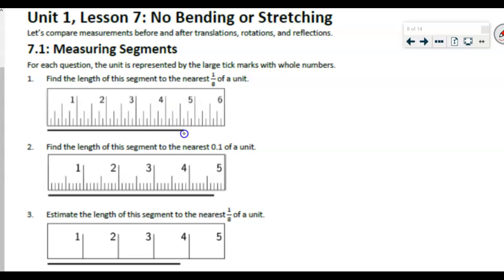Okay, and so I think that it's pretty easy to see that this line goes to here, right? Like we can see right up above it is this tick mark. The question is though, how do I state that measurement to the nearest 1/8 of a unit? Looking for some more hands to add to what Angel said.